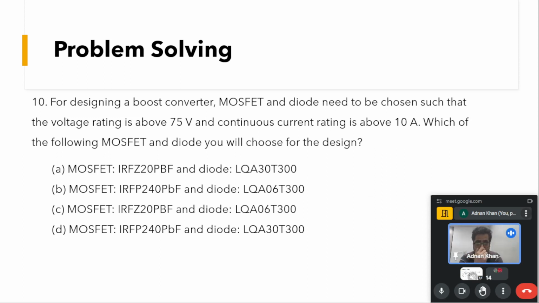You can see in the options itself, two MOSFETs are given. In A there is one MOSFET and in B there is another MOSFET. Then you can see in C and D these MOSFETs repeat. In a similar fashion there are two diodes, where A and B, and B and C are the same, and A and D are the same. So here we have two MOSFETs and two diodes. What we will do is look for the data sheets of these two MOSFETs and two diodes. We'll see which of our devices will satisfy the conditions given in the question.